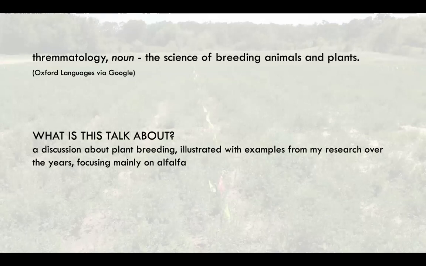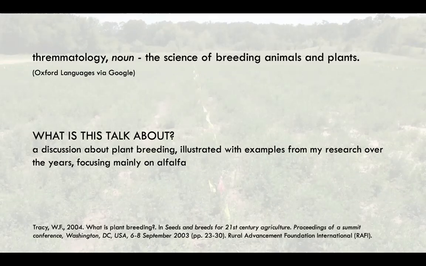So you might be asking, well, what is this talk about? What I hope it is, is a discussion about plant breeding and about how plant breeding proceeds, illustrated with examples from my research, mainly on alfalfa, but a few other species thrown in as we go through. I want to thank Bill Tracy for a very interesting paper from a few years ago in the Seeds and Breeds Symposium. And some of the things I'm talking about are echoes of things that he brought up in that paper, and then hopefully I'm bringing up some additional things as well. And I hope that you'll find it interesting, or at least worthy of discussion later on.